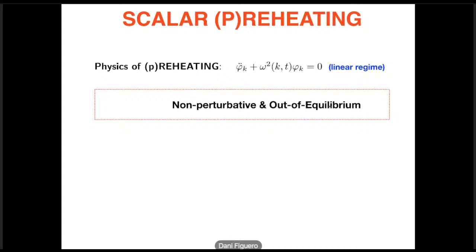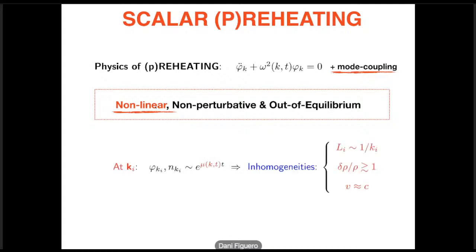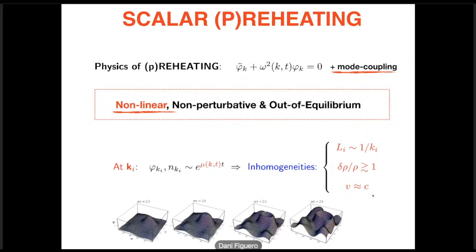But it becomes even more complicated once you enter into the mode coupling. Once the system becomes nonlinear and the field modes talk to themselves through the interactions, then you really have to go to the lattice. So essentially, in many scenarios of preheating, for a specific range of momenta, the amplitude of the field fluctuations or their occupation number becomes macroscopic, and this turns into large inhomogeneities of your field distribution. There is a typical length scale inverse to the typical momenta you excite, with a high energy density contrast and relativistic velocities. And graphically, it looks like this.